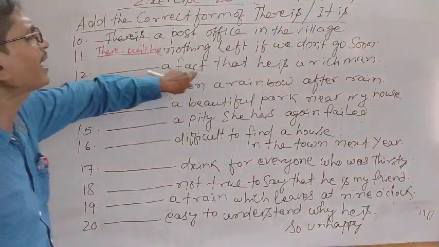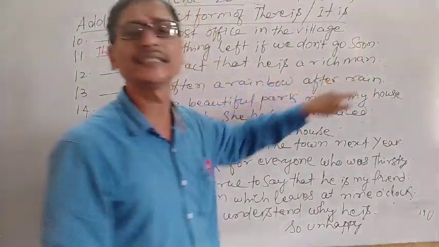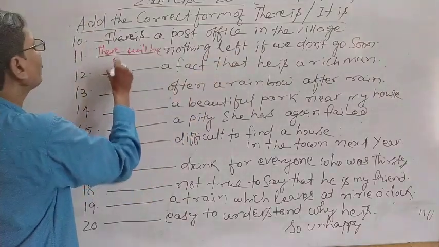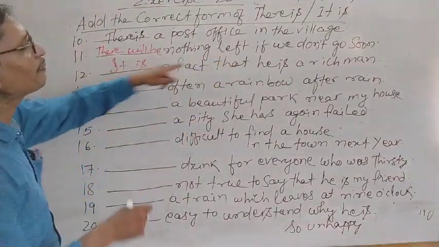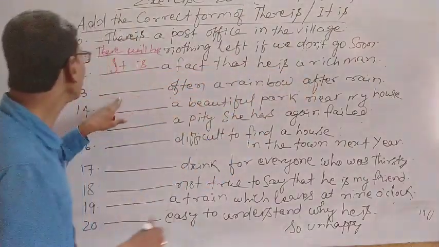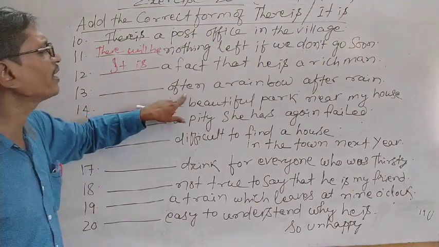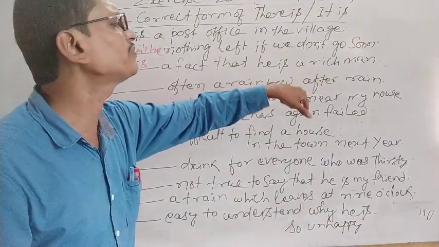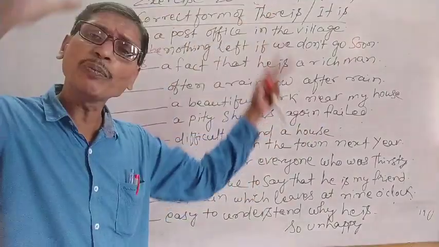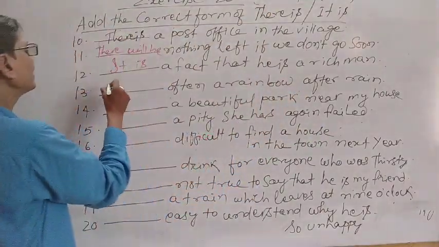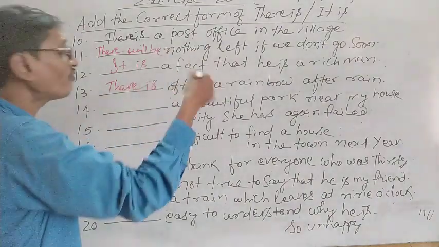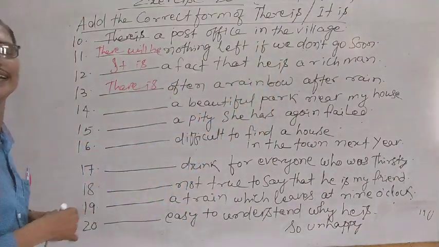Similarly, there's a fact that he is a rich man. It is a clause. So what are we going to see? It is a fact. It is a fact that he is a rich man. Similarly, there's often a rainbow after rain. So after rain, a rainbow is there. Therefore, we can say there is often a rainbow after the rain.